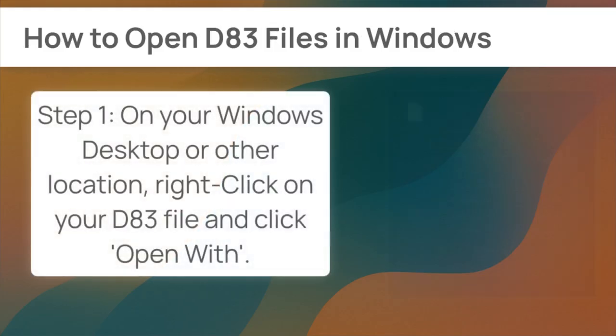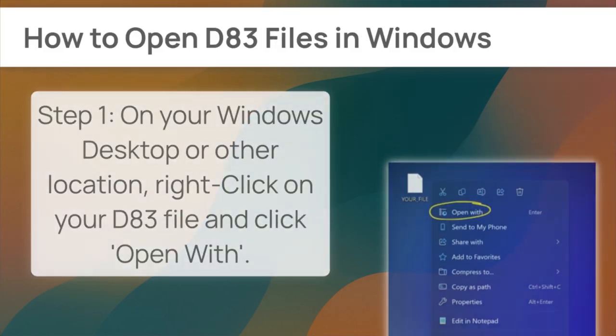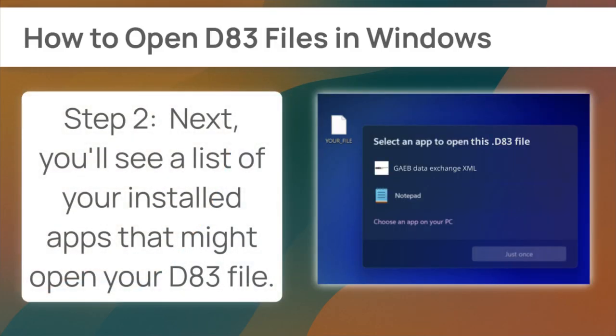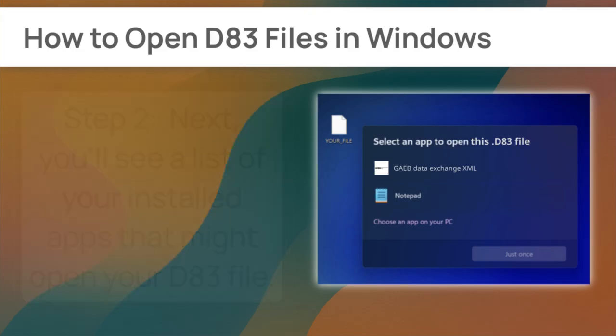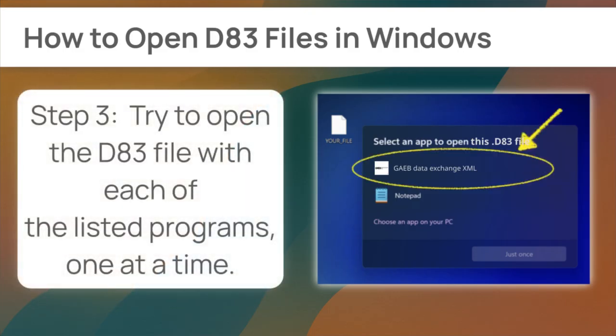To force file access, right-click your D83 file and select Open With. If GAEB Data Exchange XML is an option, test it. If it's not available, choose another program. We are trying to find the specific compatibility bridge.